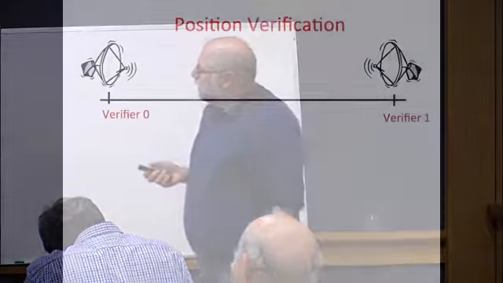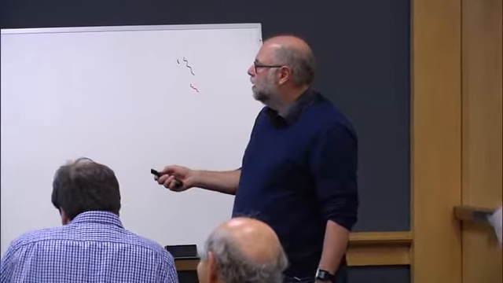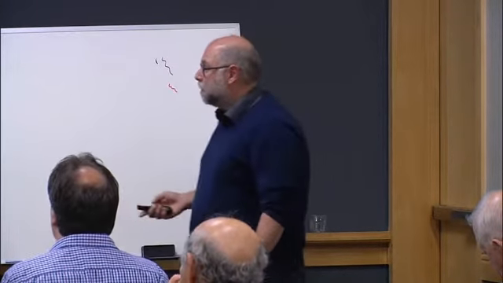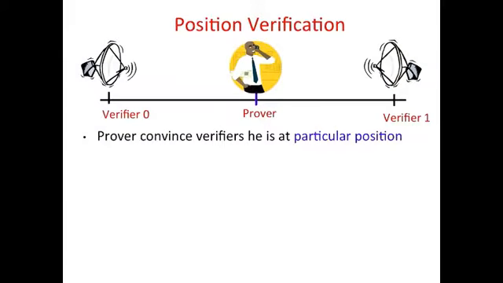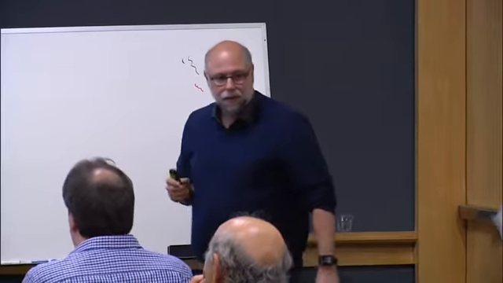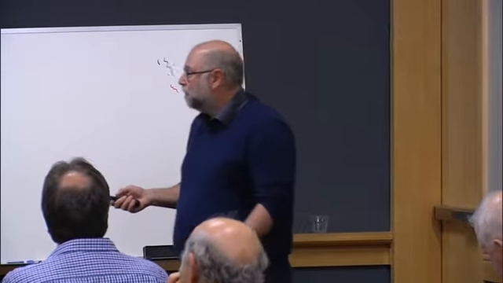So let me put it in a little bit more rigid setting. Here we have our line, and on either side we have two verifiers, which I've called verifier 0 and verifier 1. And somewhere in between the two verifiers, not necessarily in the middle, there is a prover who claims that he is at a particular position. So this is like the man on the moon.